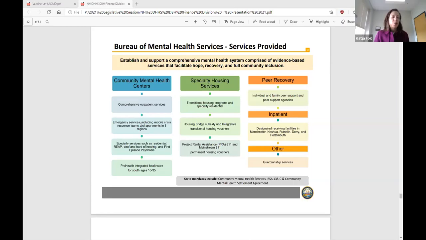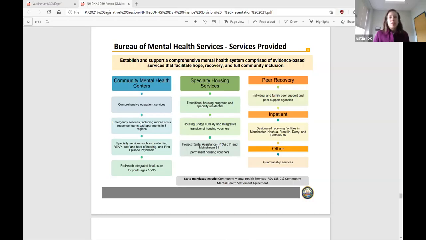Peer recovery. We talked about this with individuals with a substance use disorder. This is also a really big component of the mental health system. We have 8 agencies that have 14 locations in each of those 10 regions around the state. Again, these are lean organizations that have some paid staff, but many volunteers as well. They are trained, and they have office hours, so they're in-person drop-in centers, and they're a key component. We have family peer support as well, so that we can assist families as they try to assist their loved ones.